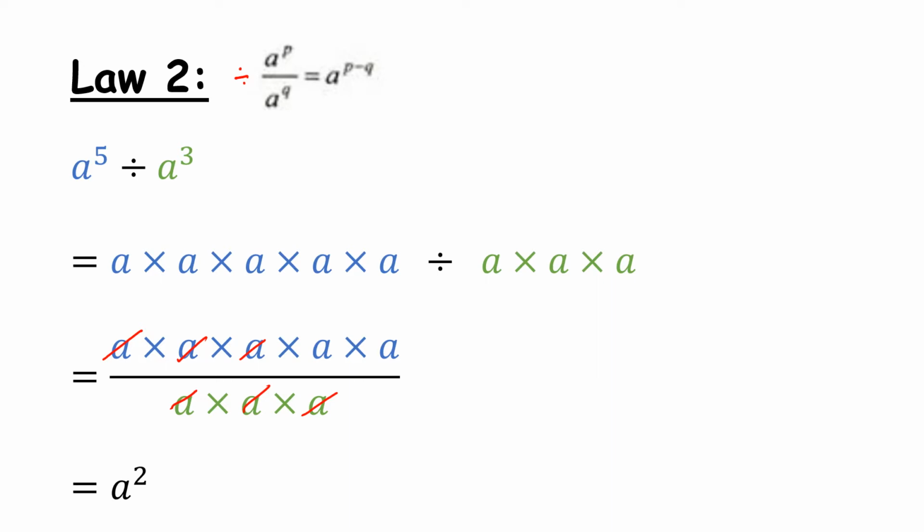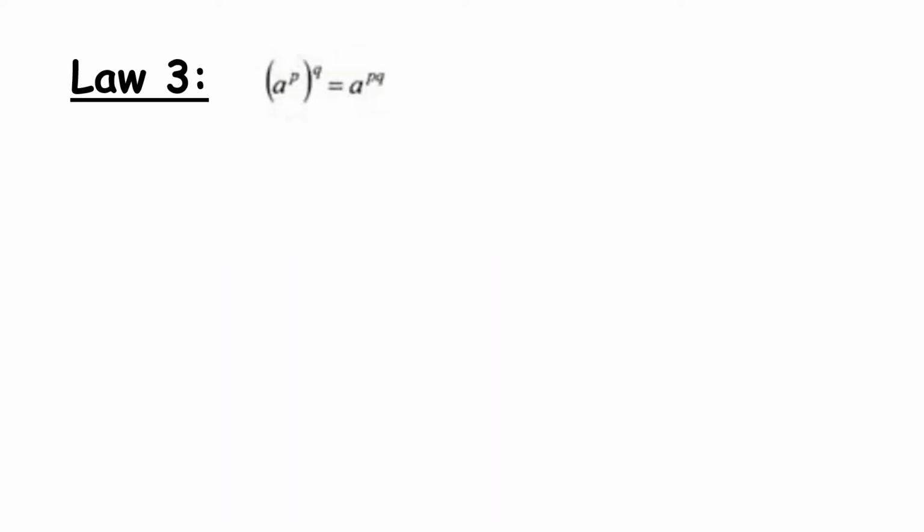And if we had used that law 2, we would have been able to simply subtract the powers, which were 5 and 3, which would have straight away given us here a to the power of 2. So these laws make our lives a lot easier. They are quite efficient to work with. You can work it out the long way like this, but realistically, as we move into higher level, that's not going to be practical. So let's take a look at law 3.